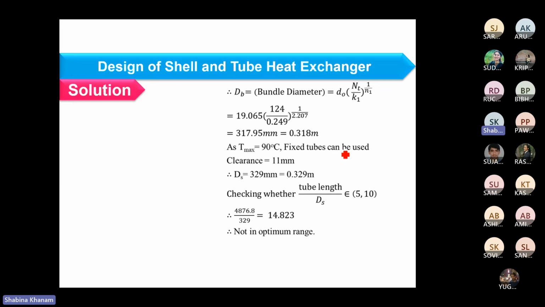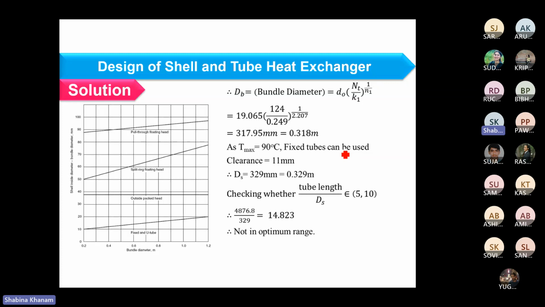Bundle diameter we have already calculated, and here we need to see the clearance, and that clearance will depend on the type of heat exchanger. So this is the time you need to choose the right heat exchanger. If the exit temperature of whatever fluid in the heat exchanger is less than or equal to 90 degrees Celsius or so, you can choose fixed tube sheet.